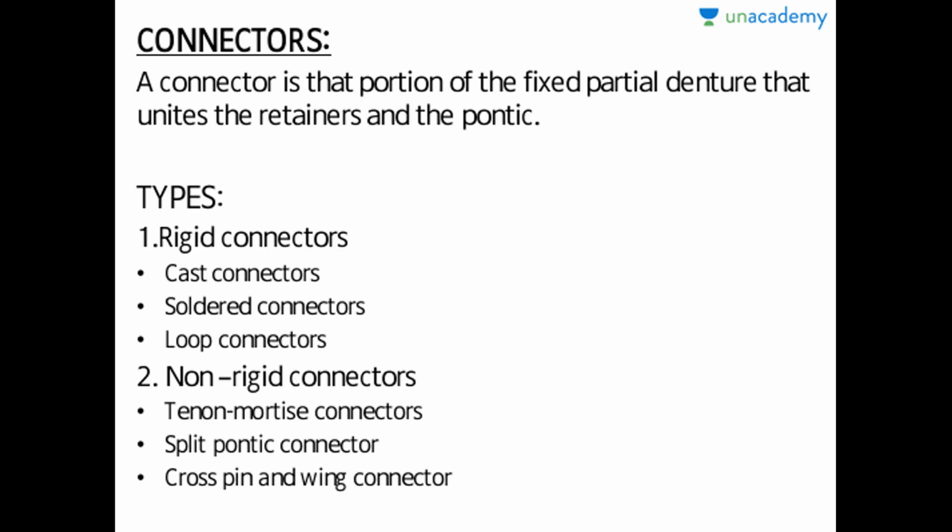About crosspin and wing connector. The crosspin and wing connector is similar to the split pontic connector and is used for tilted abutments. The wing is attached to the distal retainer, which is cemented first, and the pontic to the mesial retainer. Here, the crosspin and wing connector is the only connector in which the distal part is seated first and the mesial is seated afterward.